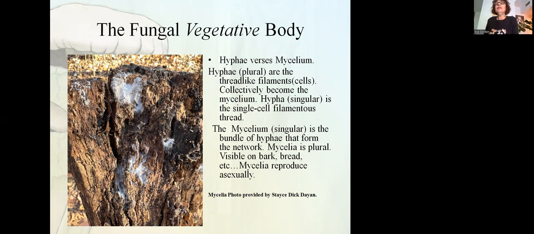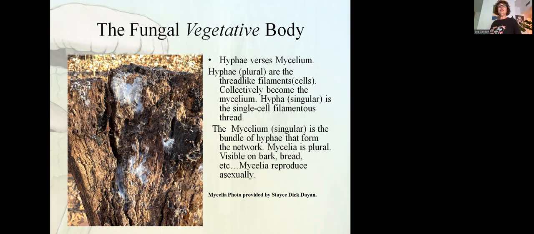The hyphae are the thread-like filaments that collectively become the mycelium. So the mycelium is singular, from a bundle of hyphae that form the network. And we'll talk a little bit more about the underground network. And mycelia is plural.